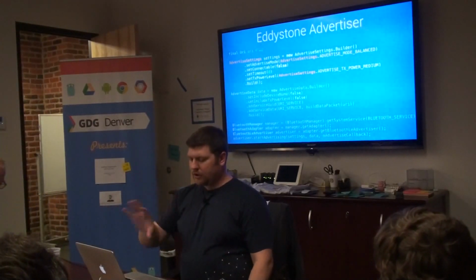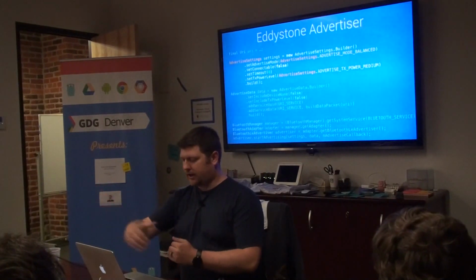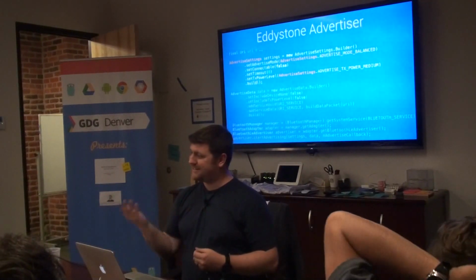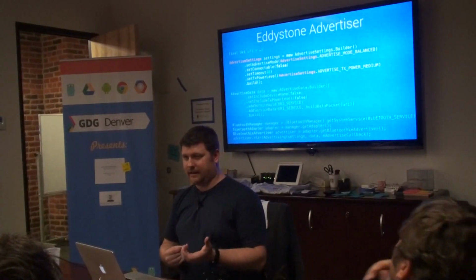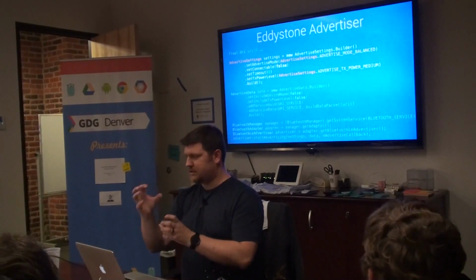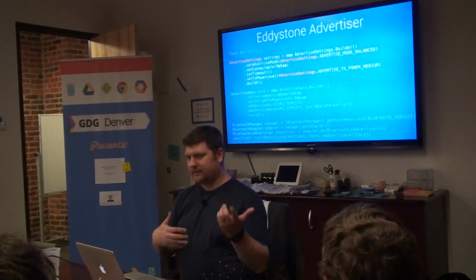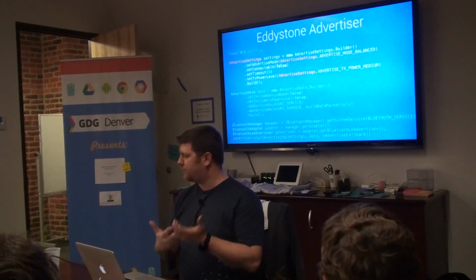So the code for something like this instead has to deal with the advertised side of the API. So we have the advertised settings and the advertised data. Those are the two pieces you have to construct to be able to advertise something from your Android device. The settings is kind of like on the scanning side. It's just about power and frequency.